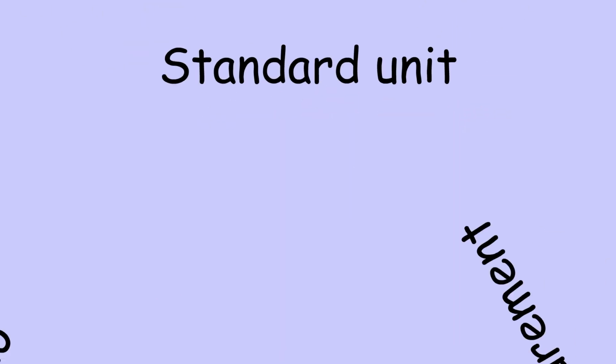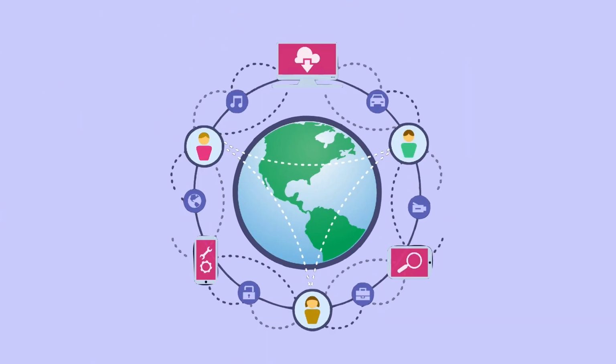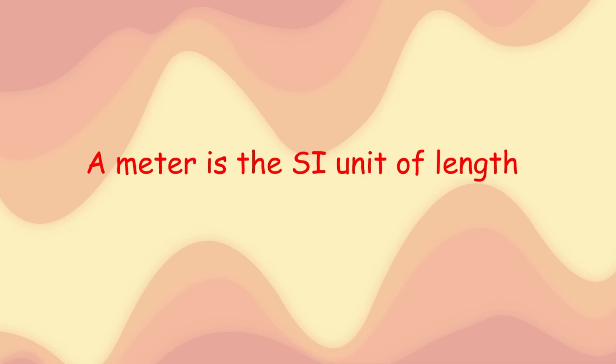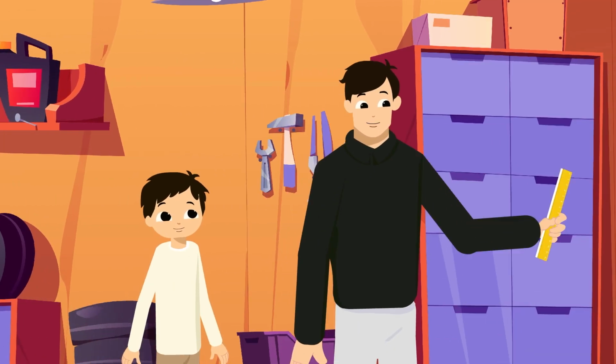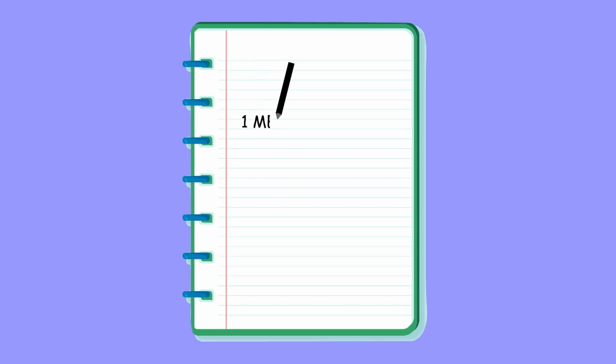But in 1970, the French created a standard of measurement which was called the metric system. The International System of Units, SI system, is the name of the system of units now in use. A meter is an SI unit of length. Now look, I have a 15 centimeter scale here with me. Alright, so a meter is divided into equal parts called centimeters, and each centimeter has 10 equal divisions called millimeters. So 1 meter is equal to 100 centimeters, and 1 centimeter is equal to 10 millimeters.